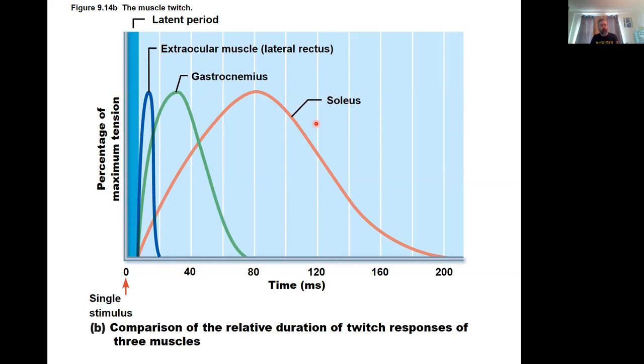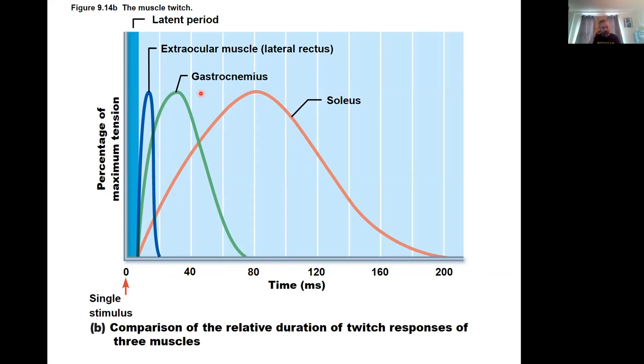They're responsible for the maintenance of posture. And so they're going to be what we call a slow twitch muscle, where the period of contraction is very drawn out and the period of relaxation is very drawn out. It's not going to respond very, very quickly, although honestly, 80 milliseconds is pretty fast, but not going to be working at that same level of intensity as maybe a fast twitch muscle is going to do.